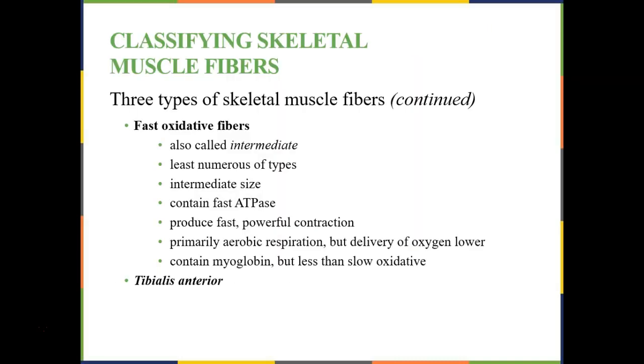Whereas fast oxidative fibers, they're going to still have a reddish color, but not as red, because they do use mitochondria to produce energy, but they don't produce as much energy. They contract and relax very rapidly. They still use aerobic respiration, but they just don't use it very often because they don't contract as often. An example of this muscle would be the tibialis anterior.